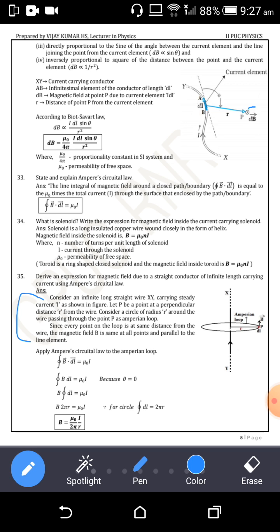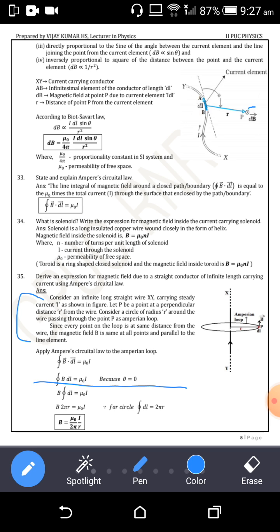As we said, both the line element and the magnetic field are parallel to each other, so theta comes out to be 0. Since theta is equal to 0, cos 0 is equal to 1. Hence you can write the closed integral of B dl is equal to mu naught I. Next, we take B outside of the integration, so that it becomes B times the closed integral of dl, equal to mu naught I.